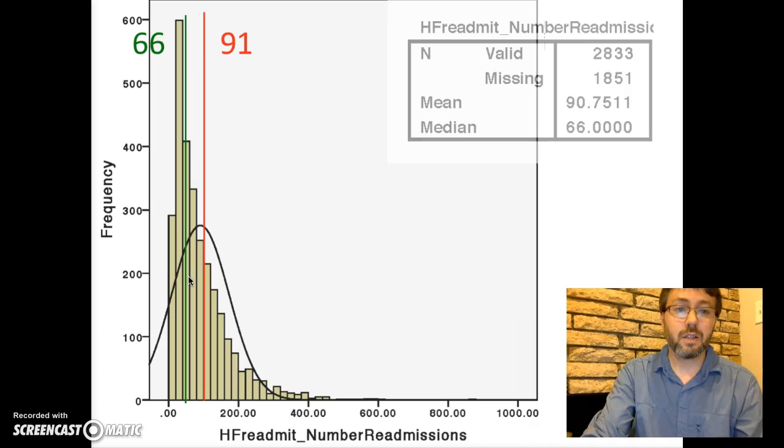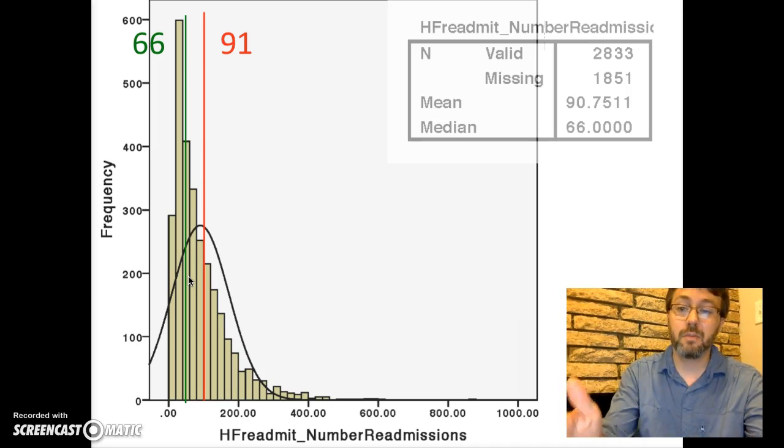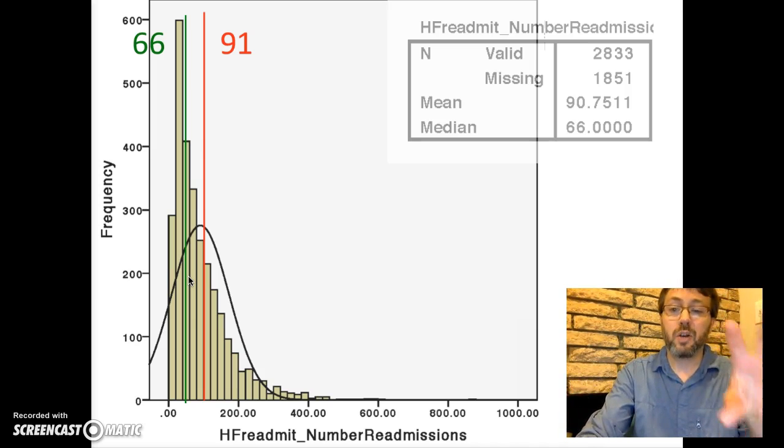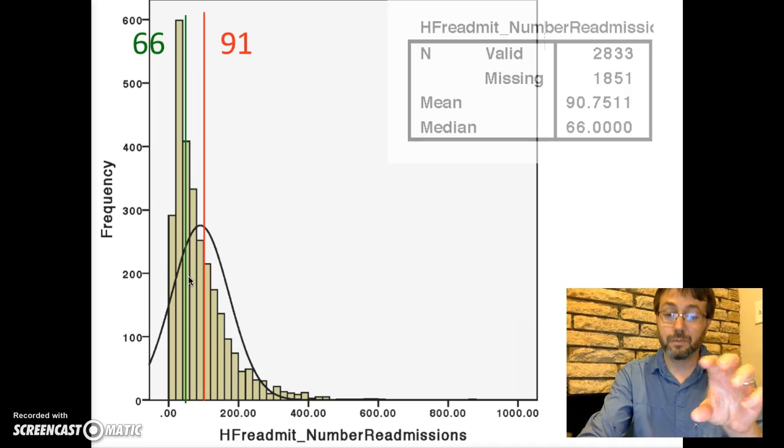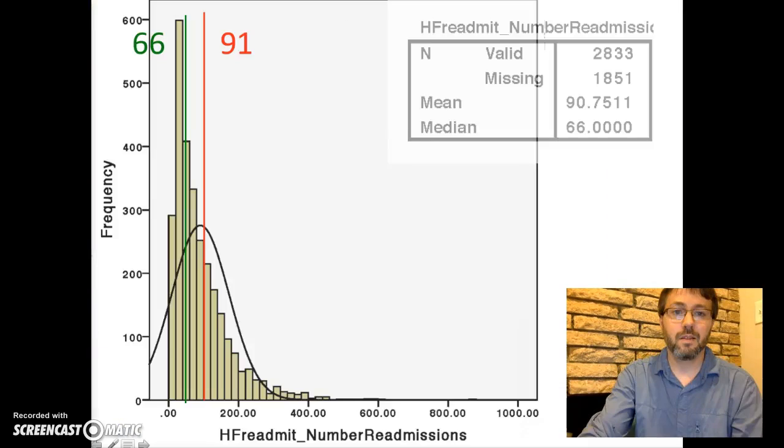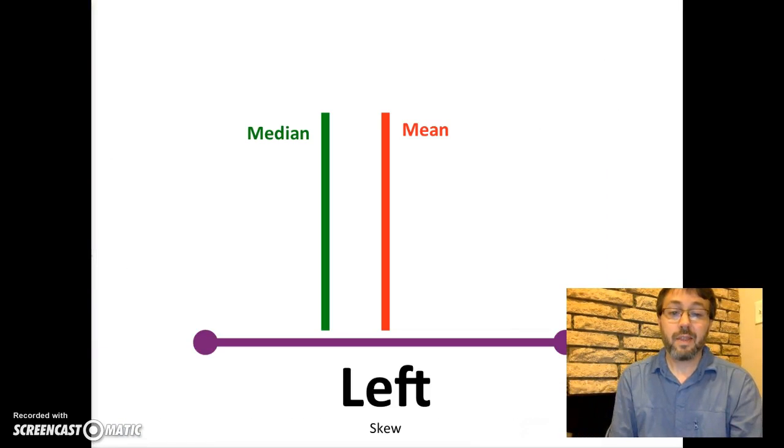So this is consistent with a left skew. You have a median value that's less than the mean. So that's showing you that more observations are happening on the left side of the curve than on the right. That occurs when the median is less than the mean.